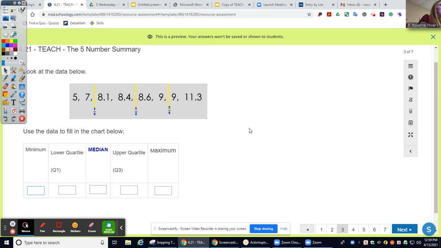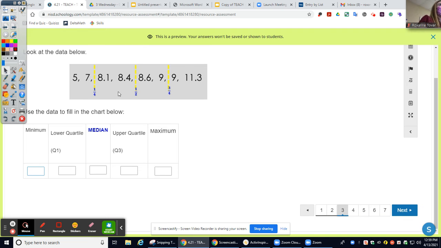All right, let's look at when we have numbers in between numbers here. Our minimum should already be easy to see if my numbers are in order, which they are here. So we have 5 is the minimum and 11.3 is the maximum. Now let's find the exact median. If you're going to notice, it's not going to be on the number this time. It's going to be a little different.